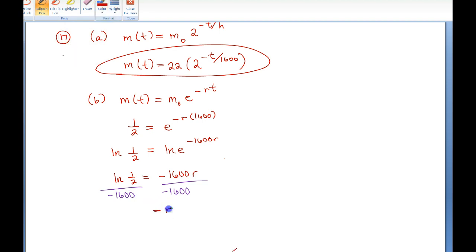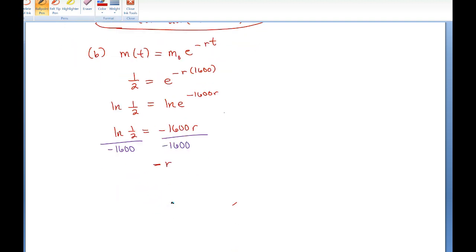We get r is equal to, so we get a really small decimal, 0.0004332. So here's my function, it's m of t equals, our initial amount was 22, e to the negative 0.0004332 t. So that is going to be the answer for B.